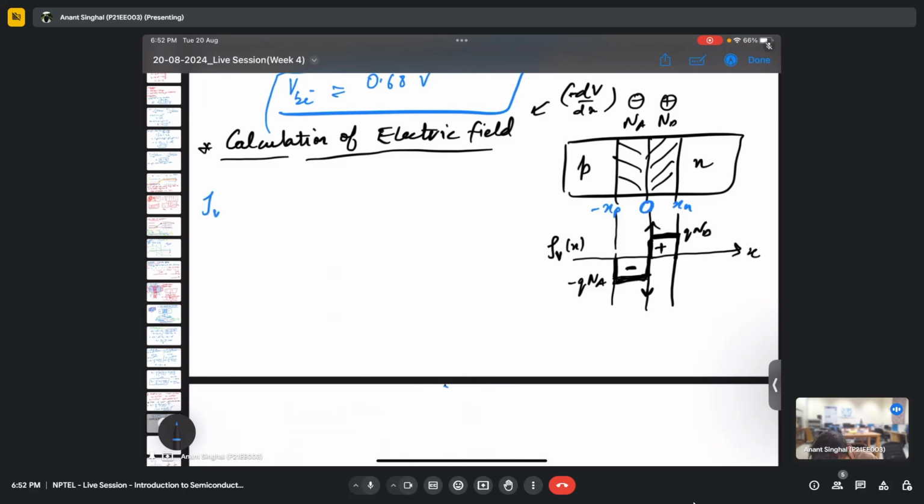I can write it mathematically also, that we have minus Q Na from minus Xp to 0, and from 0 to Xn we have Q Nd, if it makes it clear.